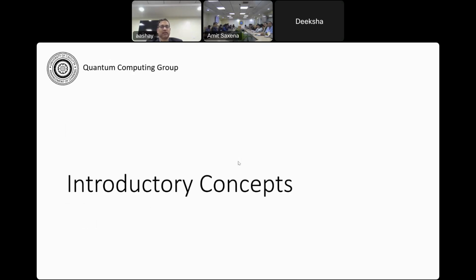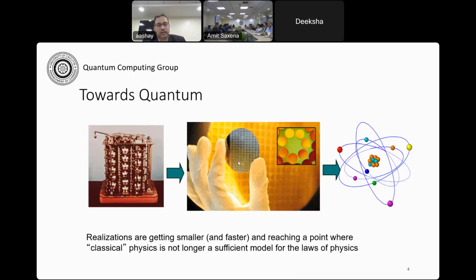So let's start. This is the progress of the computing paradigm, which started almost 80 years ago. We started with mechanical computers, which were only sufficient to do number crunching, calculating things.